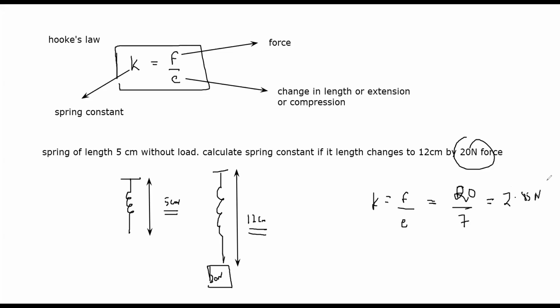And what is the unit? Newton per centimeter. Why did I take centimeter? Because the length is in centimeter. Is it clear? Discussion: what does 2.85 Newton per centimeter mean? It means a force of 2.85 Newton will produce 1 centimeter extension. Is it clear?